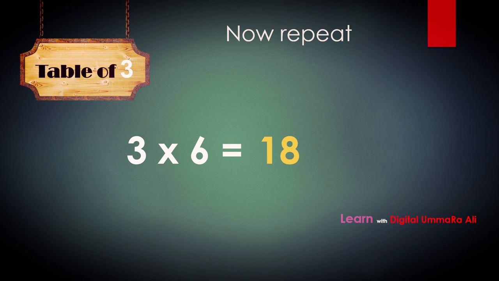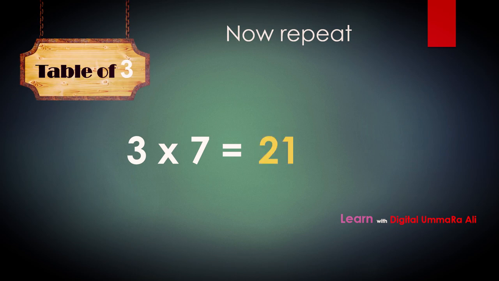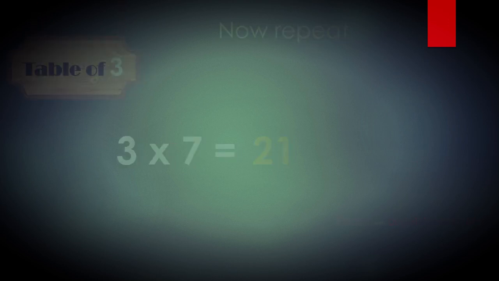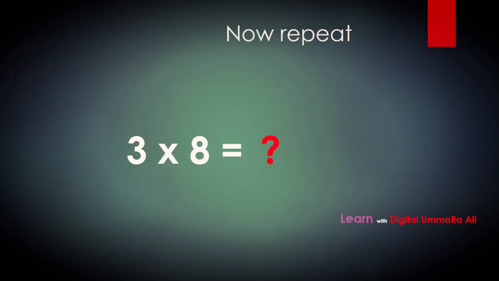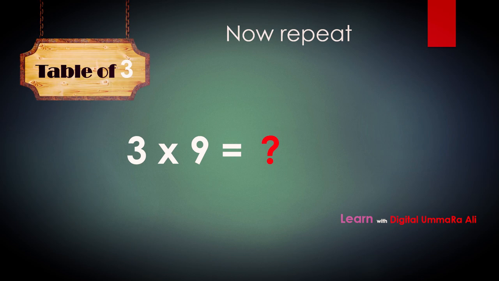3 sixes are 18. 3 sevens are 21. Very good. 3 eights are 24. 3 nines are 27. Very good.